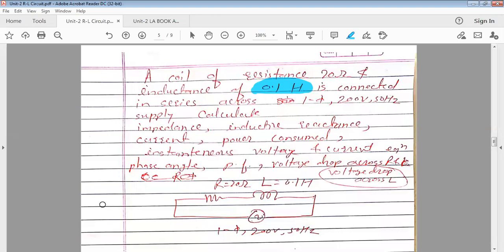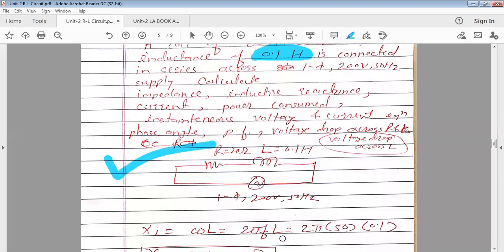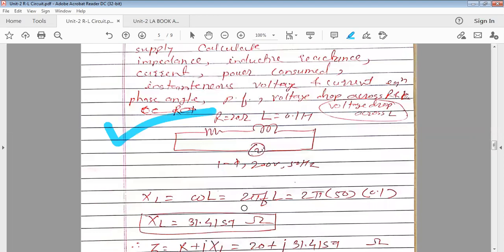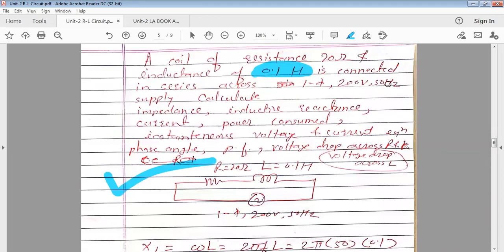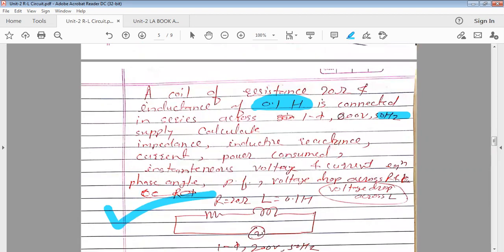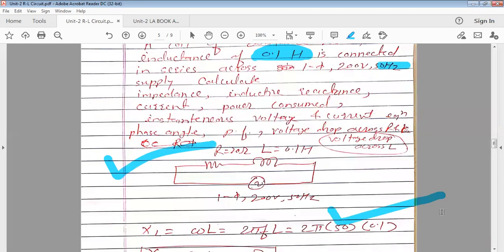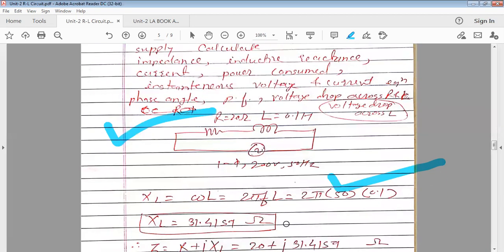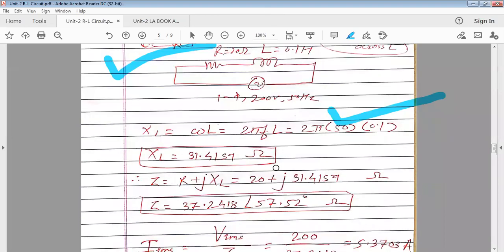Everyone please concentrate because series RL numericals are there. XL is omega L, 2 pi f L. Frequency is given to you, 50 hertz here, and L is given, 0.1 Henry. Just put the value and calculate the parameter. Unit is ohm. If you remember, I told you in the previous lecture also, most of the numericals from the second unit only require you to put the values in the formula. So all of you can just observe it.